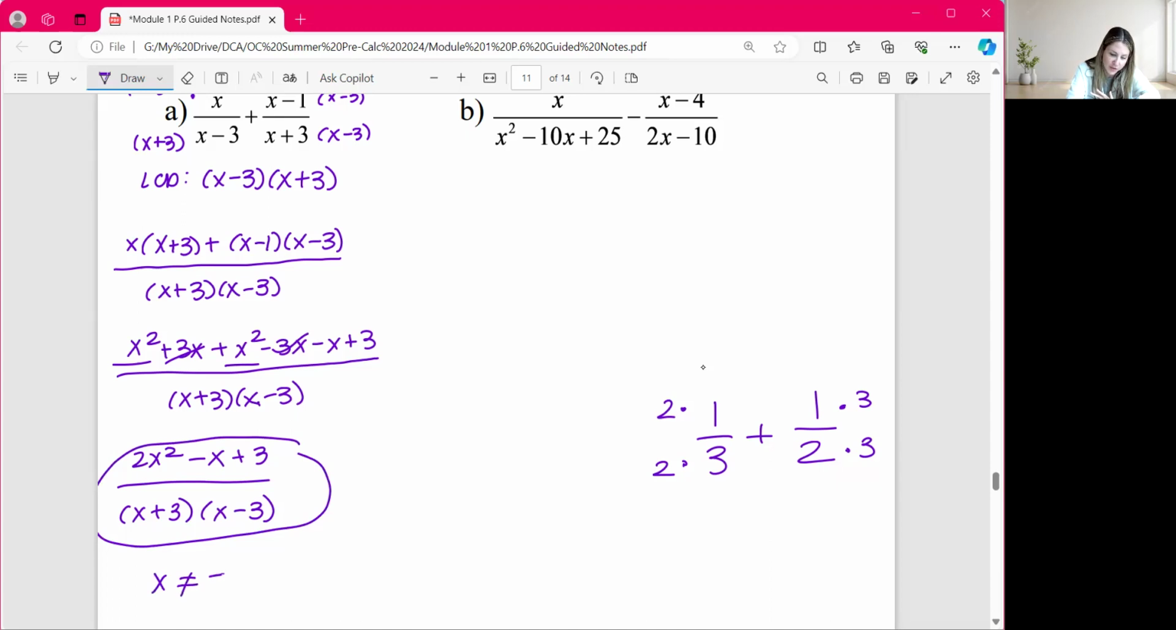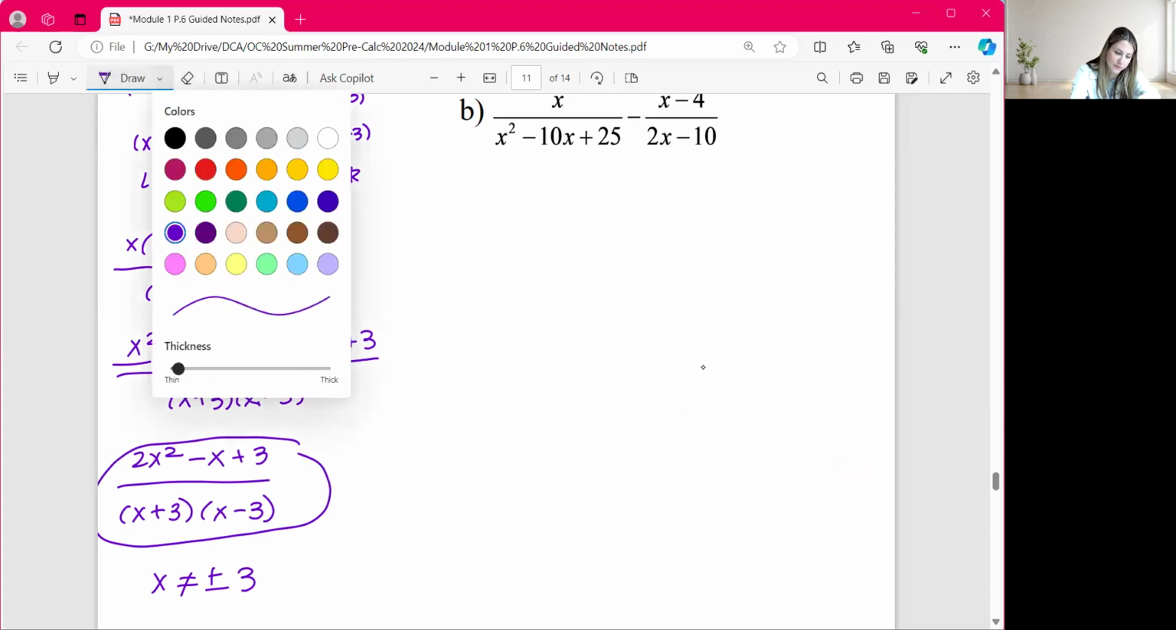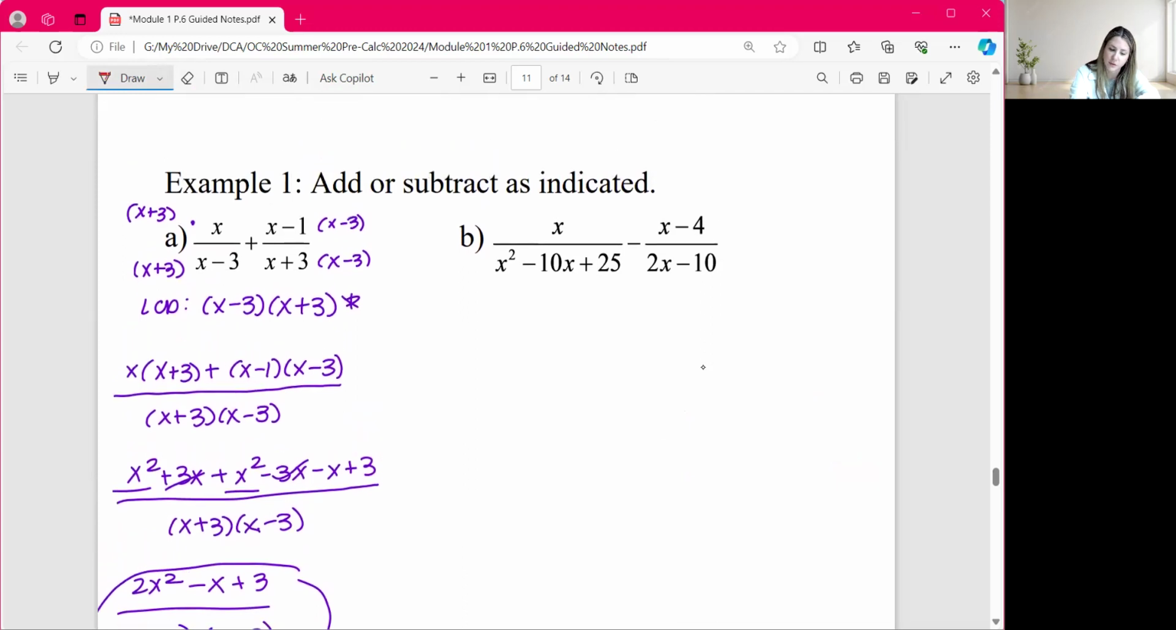Again, we can state our restrictions. It can't be plus or minus 3. And that goes back to the least common denominator. Let's check out this other one here. Notice our denominators are not factored already, so we have to factor them to start. We didn't have to do that with the last one.